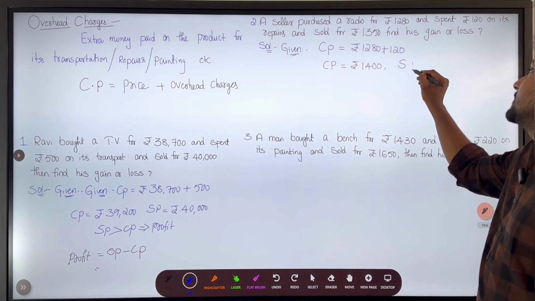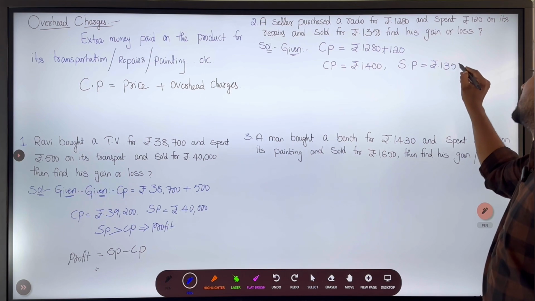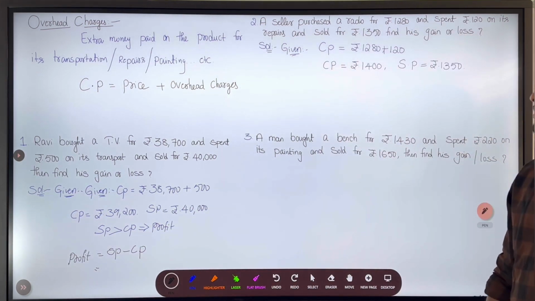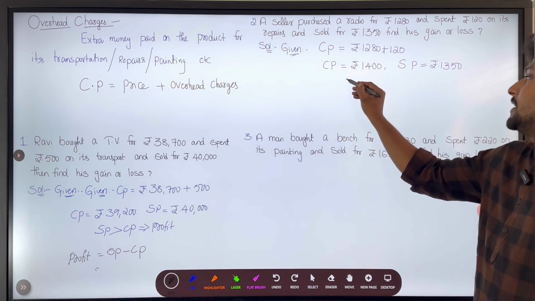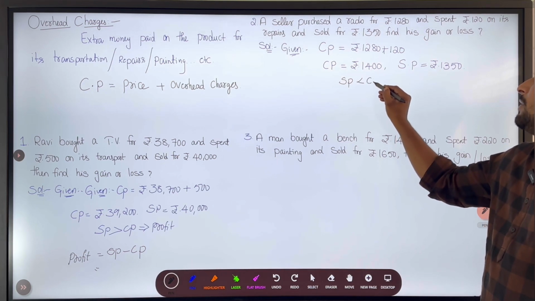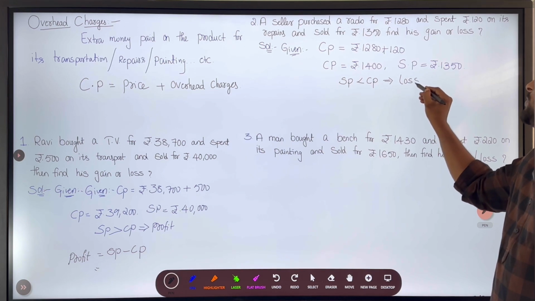So selling price is rupees only 1350. So tell me, are we getting profit or loss? The cost price is 1400, but we are selling for only 1350. In this case we will get a loss, because selling price is less than cost price, which gives rise to loss.